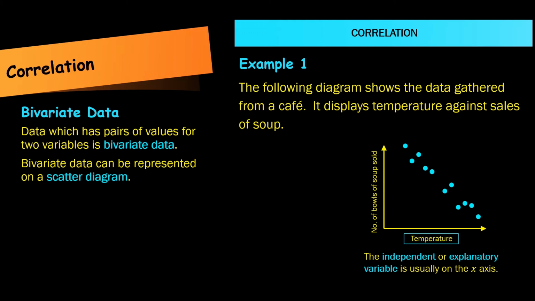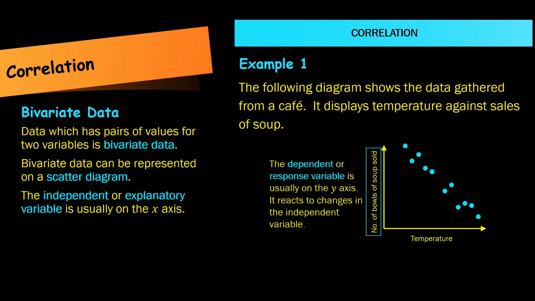The independent or explanatory variable is usually on the x-axis. So notice we would expect temperature or weather to have an effect on the number of bowls of soup sold. So therefore we have temperature on the x-axis and the dependent or response variable on the y-axis. Because the number of bowls of soup sold reacts to changes in the independent variable, which in our example of course is temperature, we have that on the y-axis.